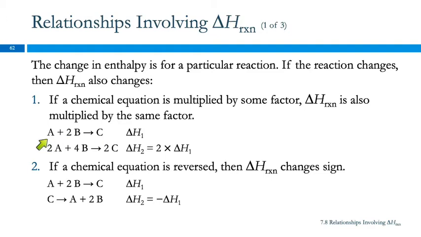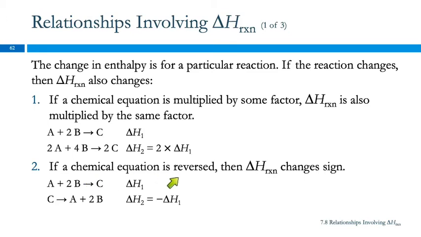So if this equation, this reaction, A plus 2B makes C, has a delta H here, delta H1. If I multiply this equation by 2, I'm talking about reacting twice as much stuff, and so the change in enthalpy is going to be twice as large.